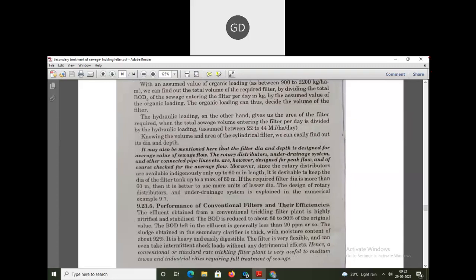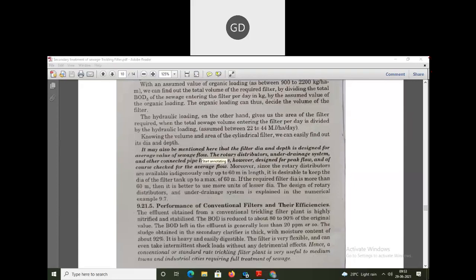Okay, then here it is written that knowing the volume and area of the cylindrical filter, we can easily find out its diameter and depth. Obviously, if you know the volume and area of the filter, you can find out its diameter and its depth.